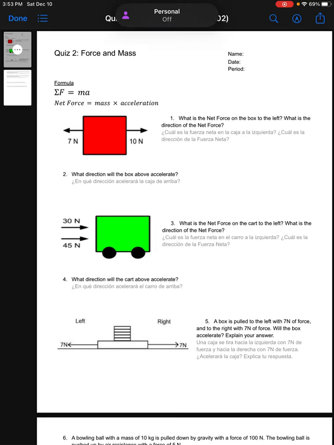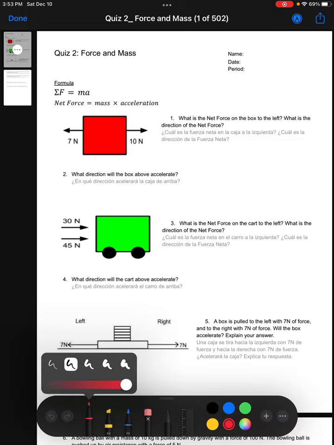Hello, class. So let's look at how to do these questions for the quiz 2 about force and mass. So let's look at question 1. Question 1 asks, what is the net force on the box to the left? What is the direction of the net force?